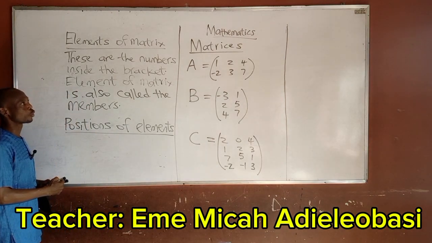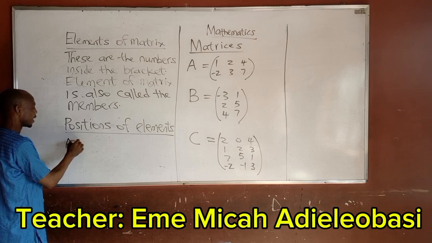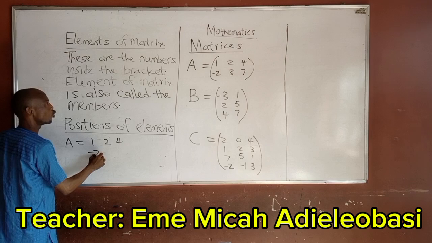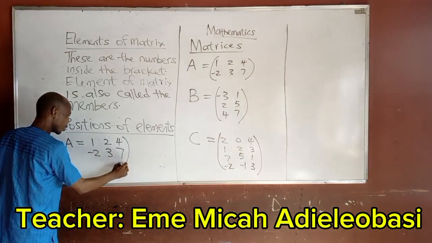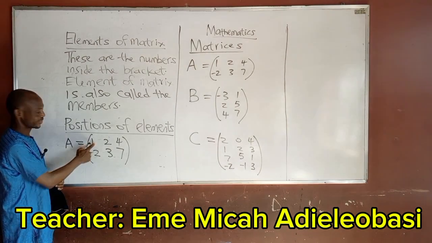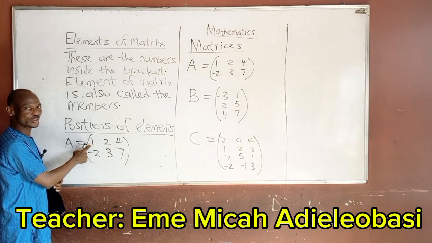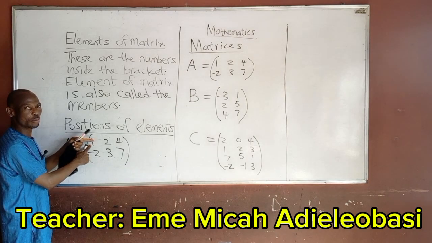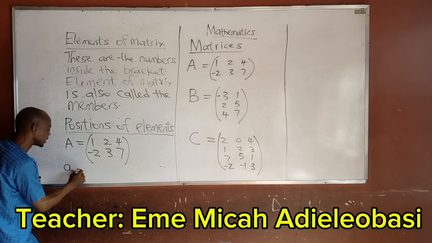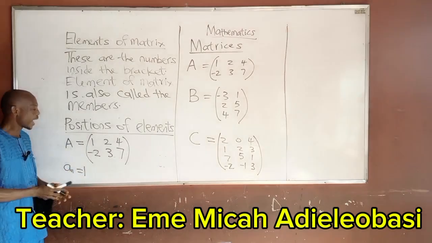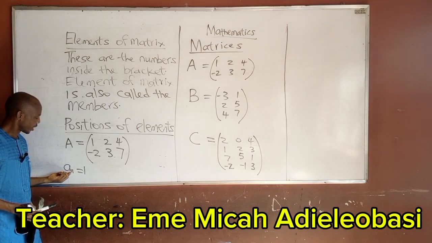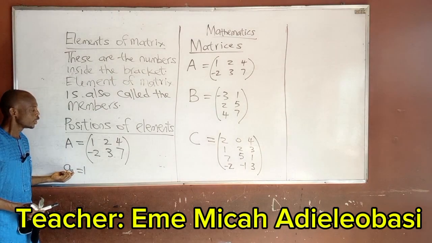Let's look at example 1. Matrix A equal to 1, 2, 4, minus 2, 3, and 7. We are going to look at the elements of each of them. 1 is in the first row and the first column. So what is the position of our 1 here? Our A11 is equal to 1, which means the first row and the first column.